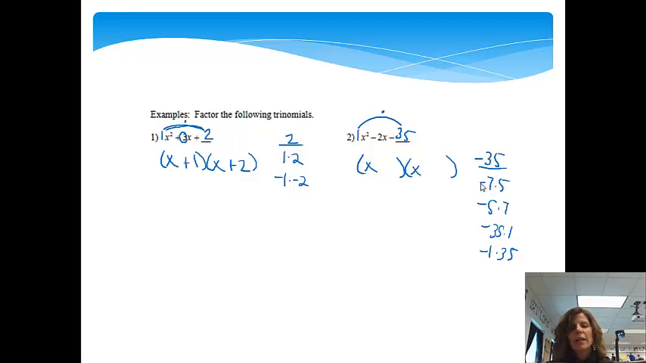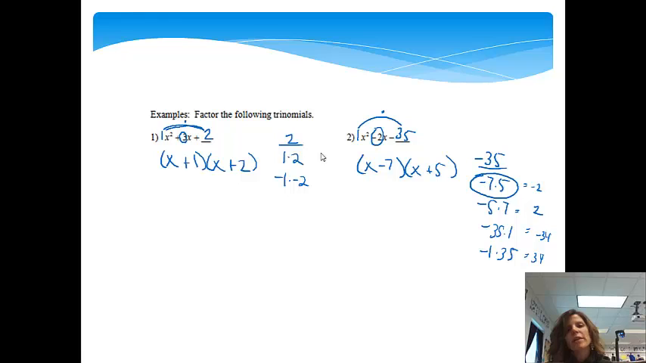All right, now I'm going to look at what these would give me when I add them. Negative 7 plus 5 is negative 2. Negative 5 plus 7 is 2. Negative 35 plus 1 is negative 34. Negative 1 plus 35 is positive 34. Okay, I wanted to get negative 2, so this choice does it for me. So minus 7 plus 5, and I am now factored.